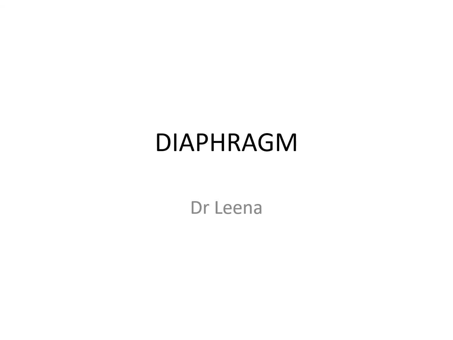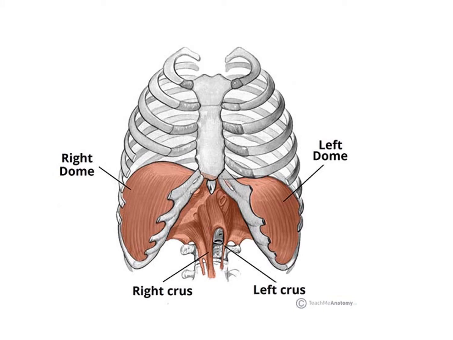So today we will see the diaphragm. The diaphragm is a dome-shaped movable musculoaponeurotic partition between the thoracic and abdominal cavities. It forms the roof of the abdomen and it is the chief muscle of inspiration.